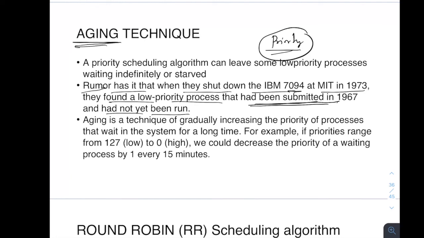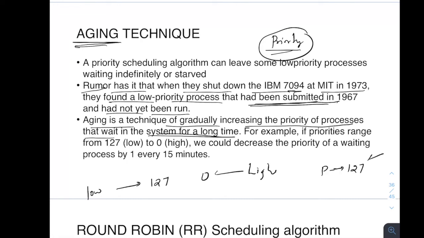So what is aging? Aging is a technique of gradually increasing the priority of a process that waits in the system for a long time. Let's check the example. If your priority ranges from 127 to 0, 127 is the lowest priority and 0 is the highest priority. Now let's say you can apply this technique. You have a process with priority 127, which is the lowest priority here, as I have mentioned.